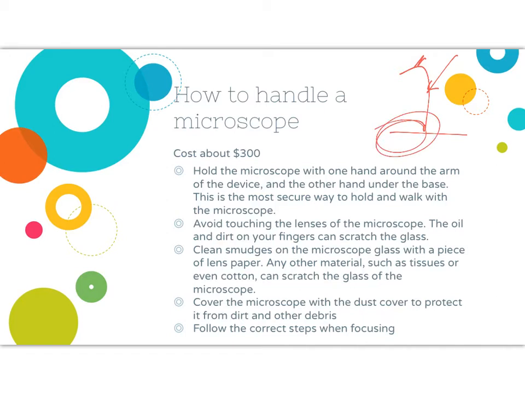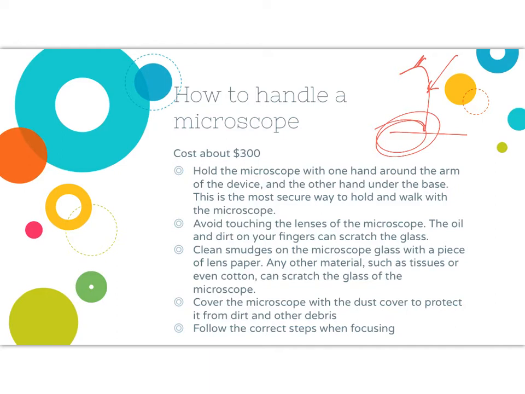You don't ever want to touch the lenses of the microscope, so the oil and dirt on your fingers can actually scratch the glass and make it really hard to focus. You're going to clean smudges off the glass with a piece of lens paper. It's fancy. It's nothing like paper towel. That will scratch it.